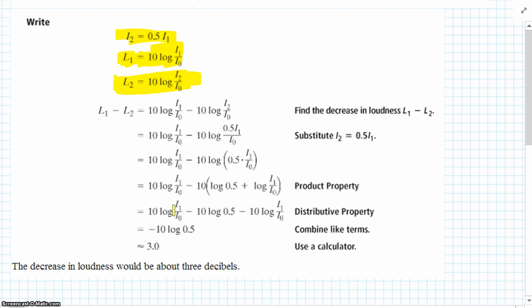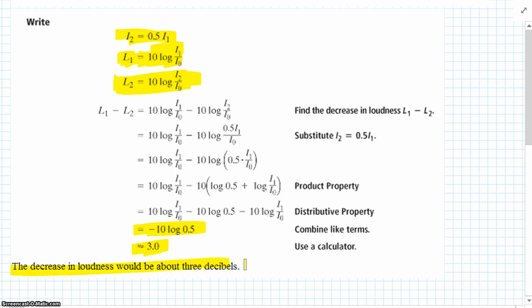So we can distribute everything. We're going to cancel 10 log of I1 over I0 minus 10 log I1 over I0. So what's left is negative 10 log 0.5. So when we put everything in our calculator to solve, it's about 3. Okay, so the decrease in loudness would be about 3 decibels.